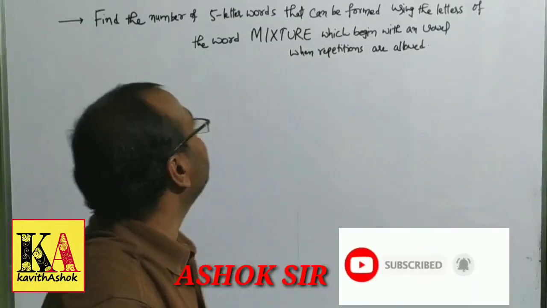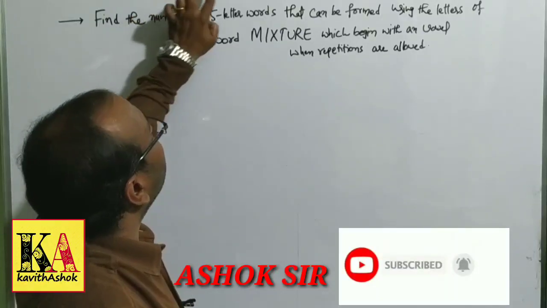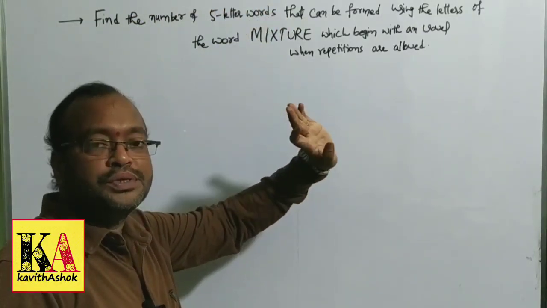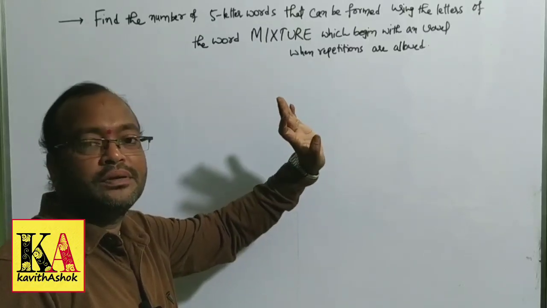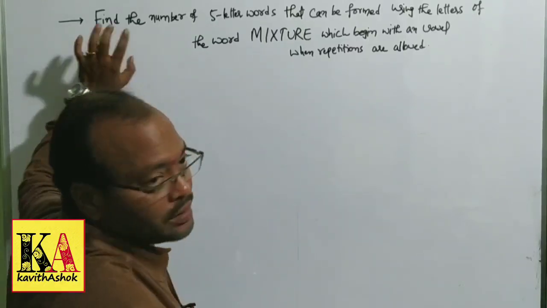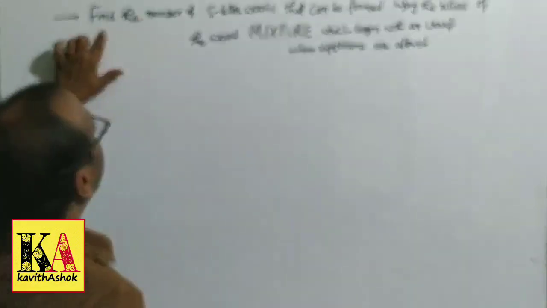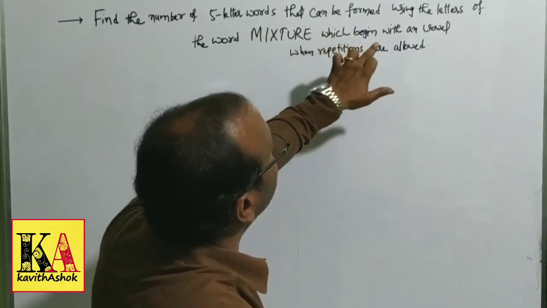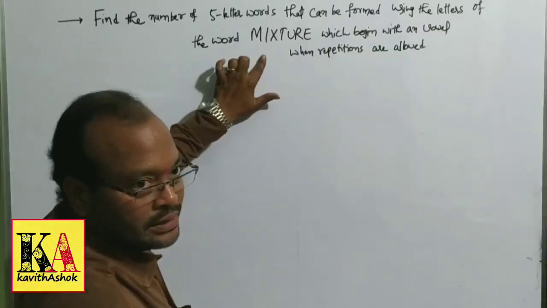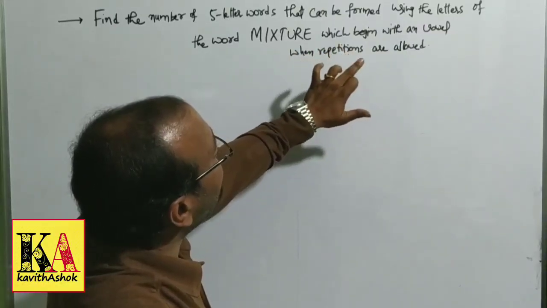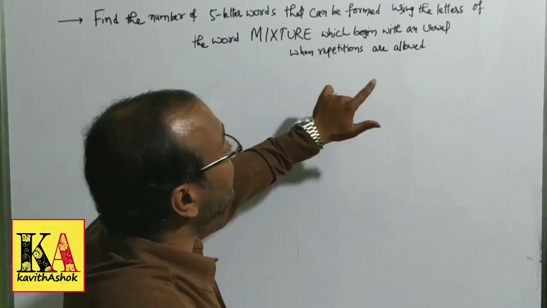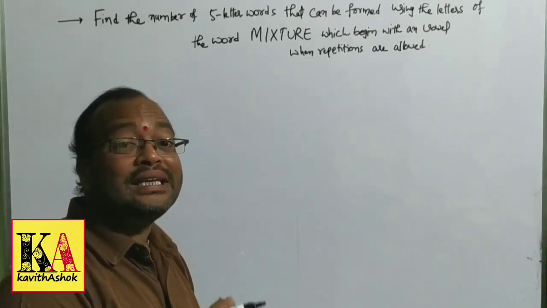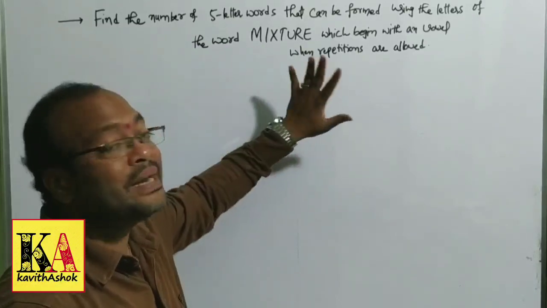In the previous session, permutations with repetitions allowed, we discussed the palindrome concept. Now we will discuss the problems. Find the number of 5-letter words that can be formed using the letters of the word MIXTURE which begin with a vowel when repetitions are allowed. We discussed the same question when repetition is not allowed, but here repetition is allowed.